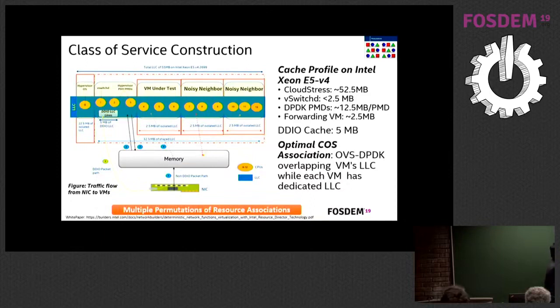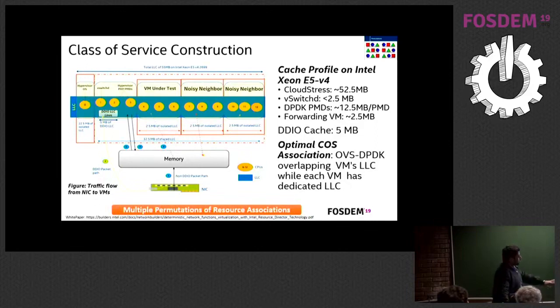So based on that, what we saw was, instead of isolating vSwitch and the VMs, we find a little bit of latency improvement when we share the cache. A lot of these details are in the PDF that's published on Internetwork Builders. But let's take an example of overlapping vSwitch cache with the VMs, and what you find was pretty good improvement in performance.